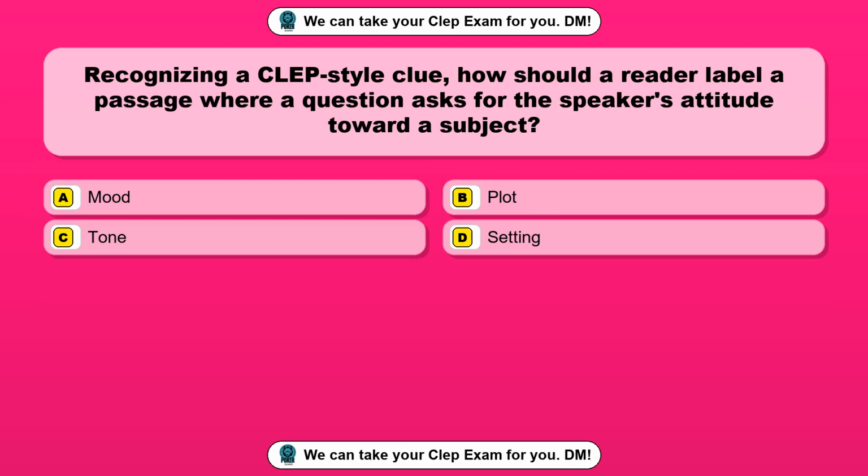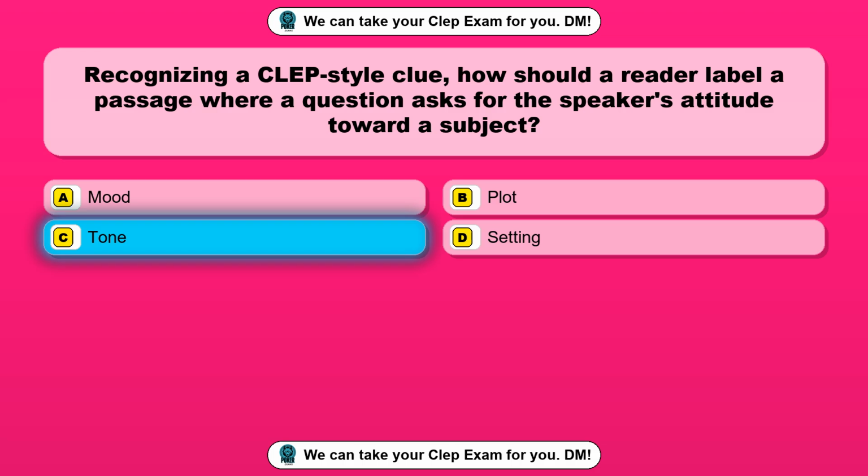Question 5. Recognizing a CLEP-style clue, how should a reader label a passage where a question asks for the speaker's attitude toward a subject? Option A. Mood. Option B. Plot. Option C. Tone. Option D. Setting. The correct answer is option C.